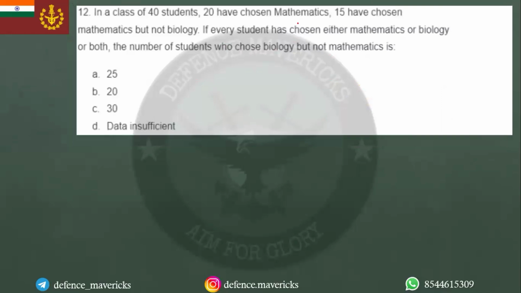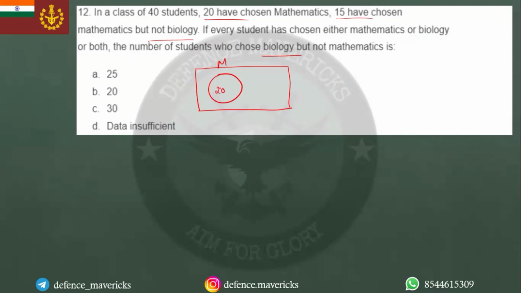In a class of 40 students, 20 have chosen maths, 50 have chosen maths but not bio. If every student has chosen either maths or bio or both, then the number of students who chose bio but not maths is what? तो ये question थोड़ा सा language का है. There are only two, you can say, diagrams, but they have played a lot with the language. तो set theory में वही है, थोड़ा सा language का ही खेल होता है. Solving and calculations are very easy in this topic, but then they will play a lot with the language and everything. So it says in a class of 40 students, 20 have chosen maths.